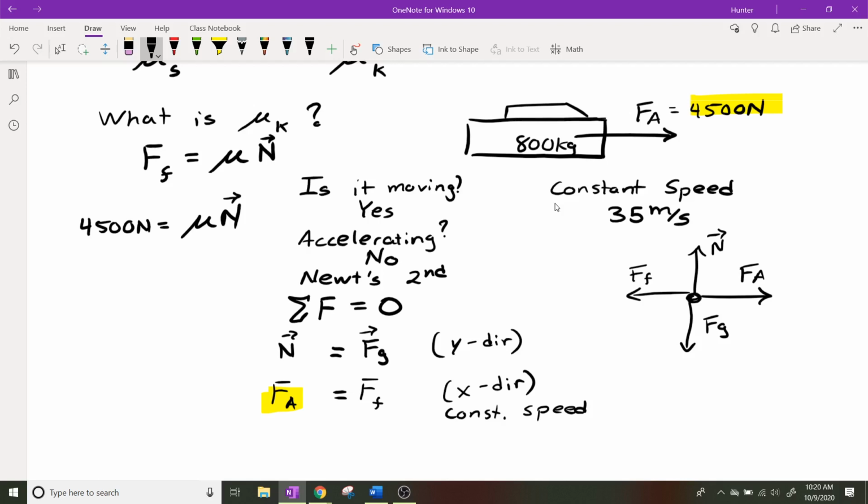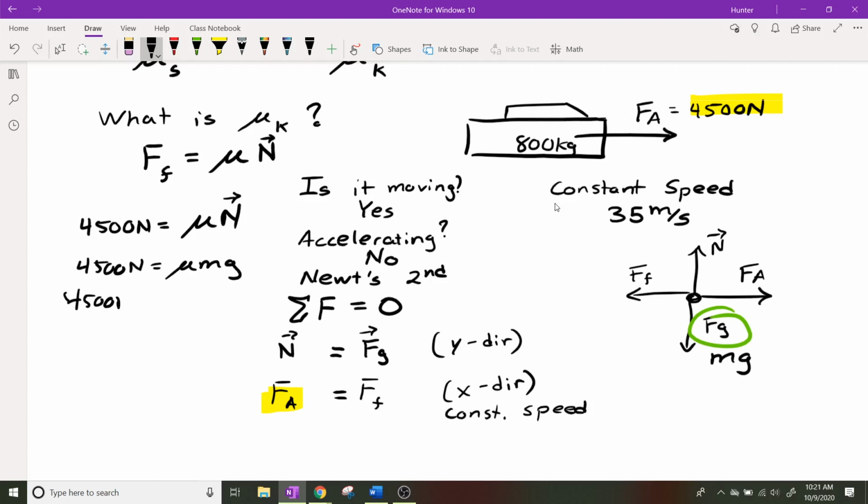Yeah, because F of g, and honestly, I don't normally write this as F of g. Every time I see an arrow pointing down for gravity, I normally just write out mg so that I know those two things are multiplied together. So mg is going down. So I'm going to say that 4,500 newtons is equal to mu mg, and I know that those two things are multiplied together.